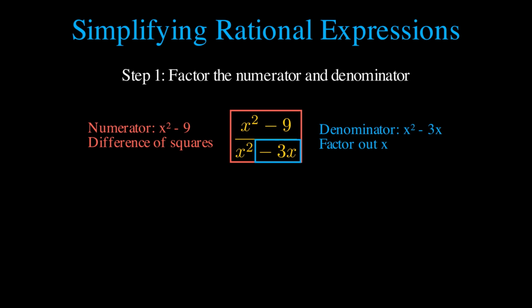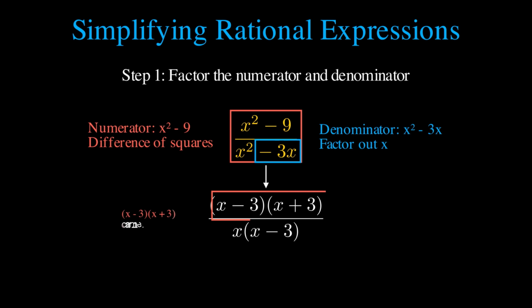Our expression is (x squared minus 9) divided by (x squared minus 3x). Let's start with the numerator, x squared minus 9. This is called a difference of squares. A difference of squares factors into two parentheses. X squared minus 9 becomes (x minus 3) times (x plus 3).